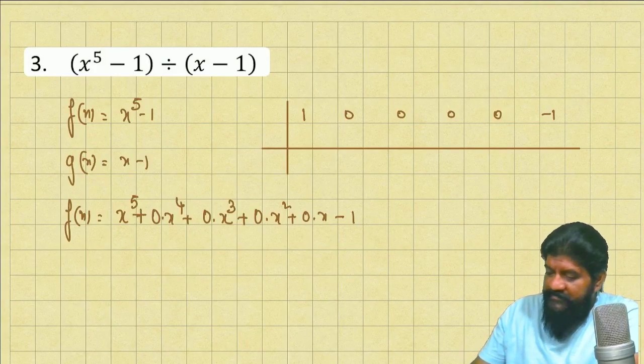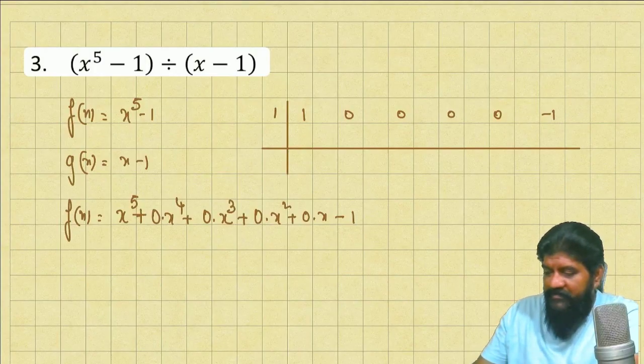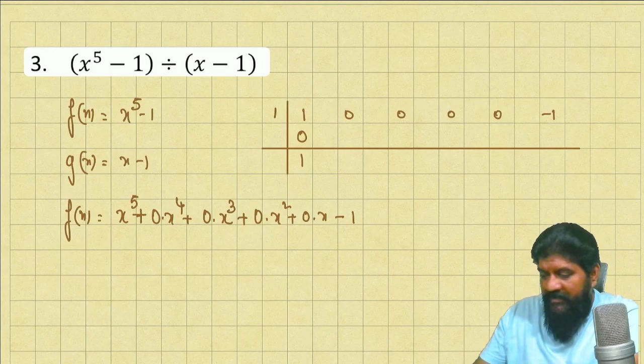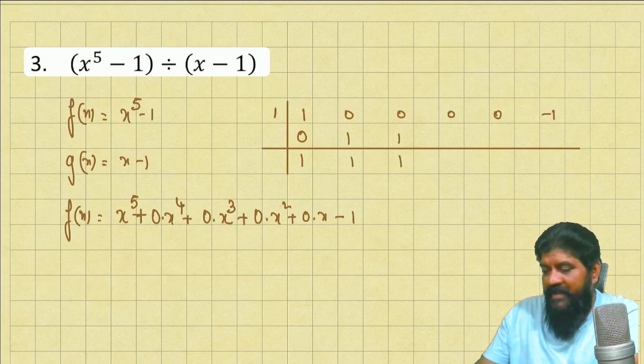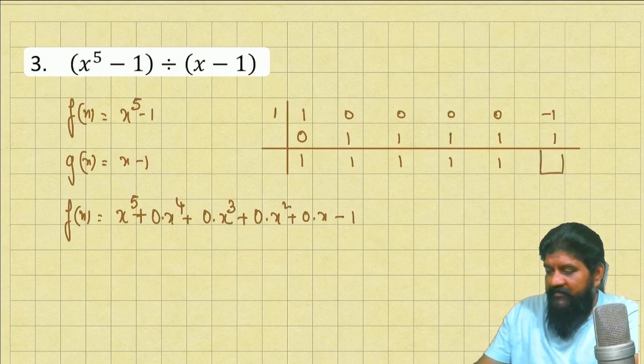Write your significant number, which is a 1 over here. The first column will always have a 0. Add, multiply, add, multiply, add, multiply, add, multiply, add, multiply. That's going to give you a 0.